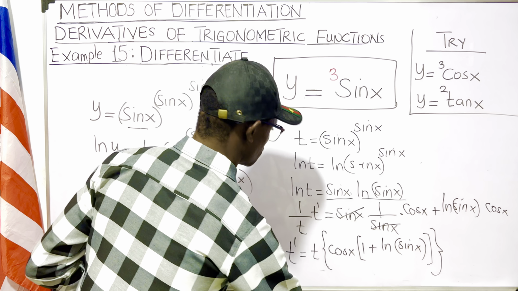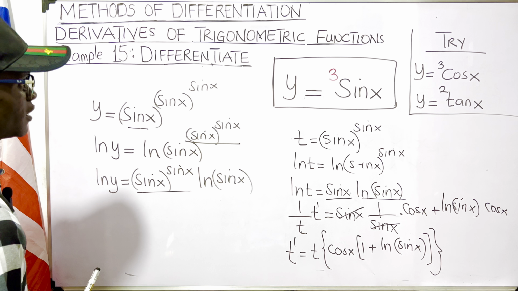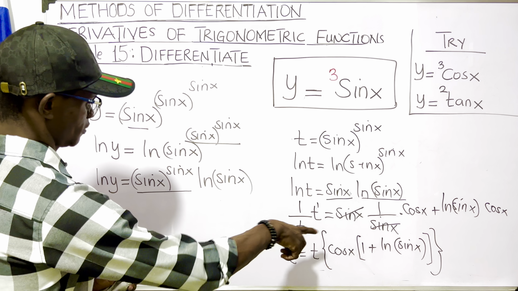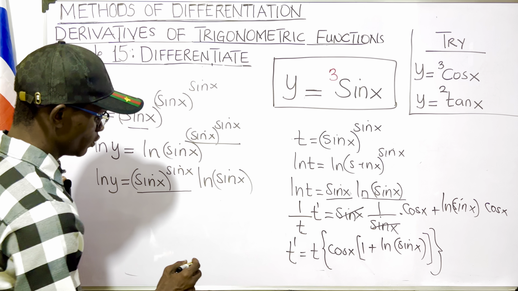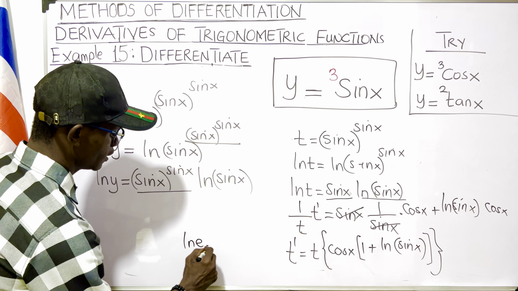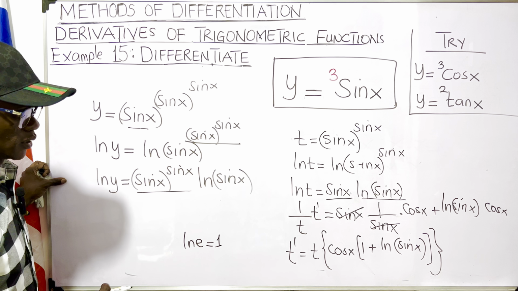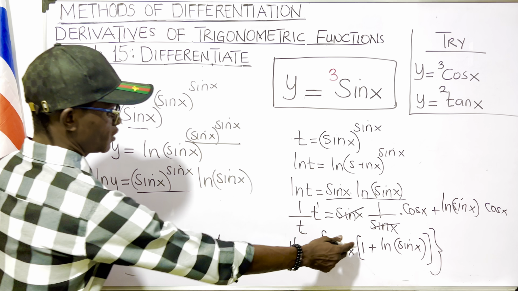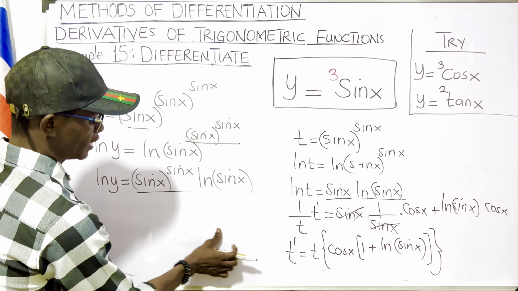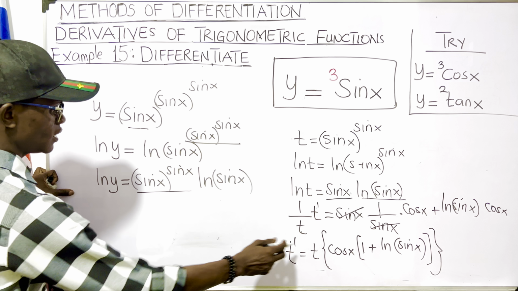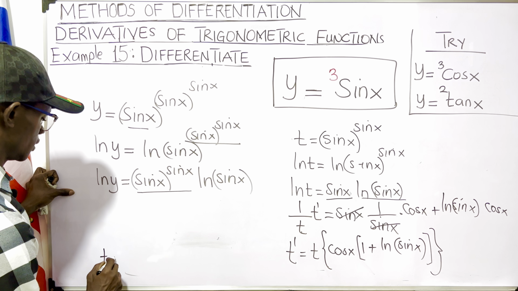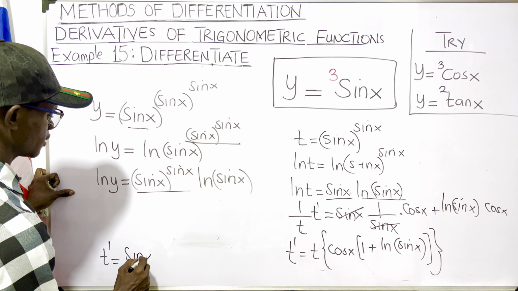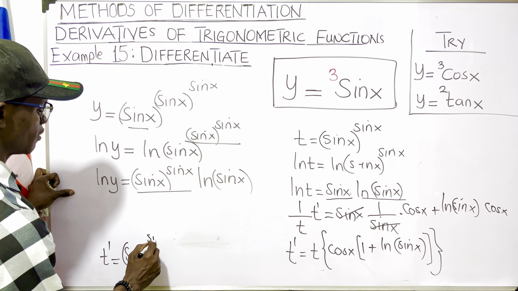Now, but let's simplify this further. I just like the problem to be simplified further. So if we simplify this further, we know that the ln of e equals 1, right? So this 1 can just be the ln of e. So if this is the ln of e, it means that we will have t. Now this t, we know that t is equal to this. So it's now sine of x raised to the power sine of x.